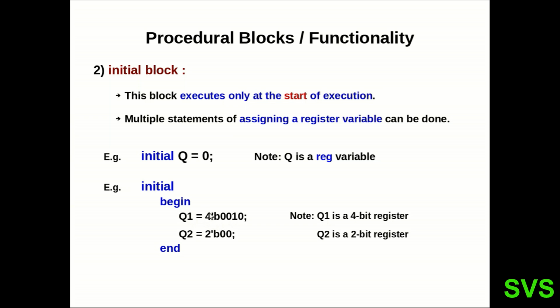Note, to define multi-bit values, we use the bit number, like if it is 4 bits, we'll use 4, then backtick, then B stands for binary, and then we'll have 0, 0, 1, and 0. So one can use decimal as well. So one can write D, and then directly one can write 2. Similarly for 2-bit variables. So here, begin and end statements are used to wrap multiple statements within the initial block.